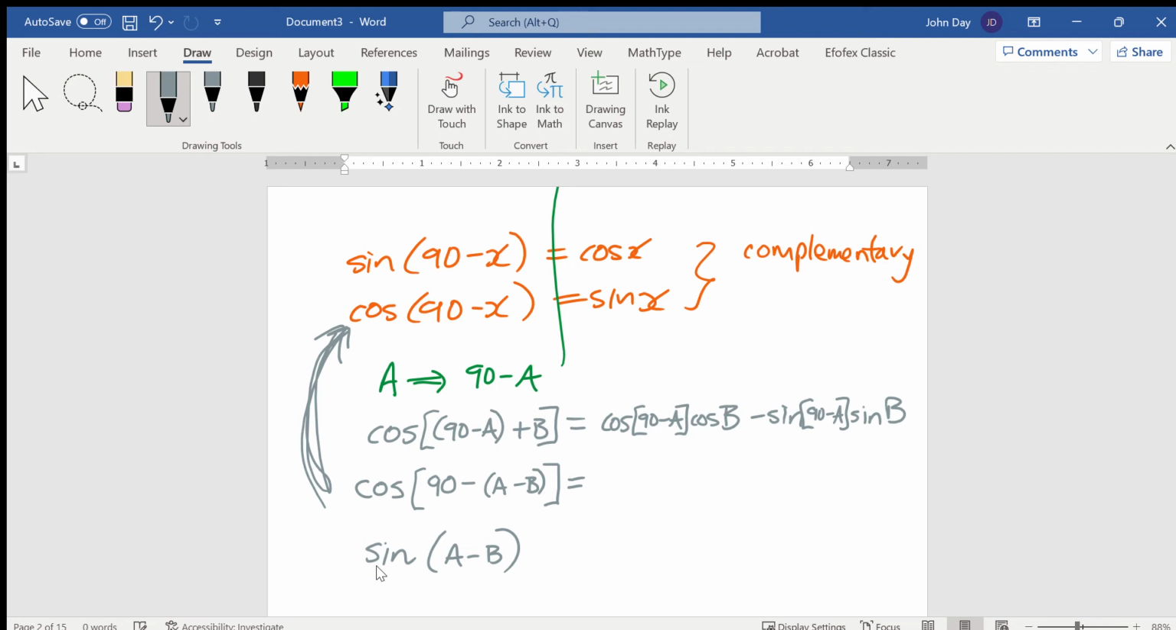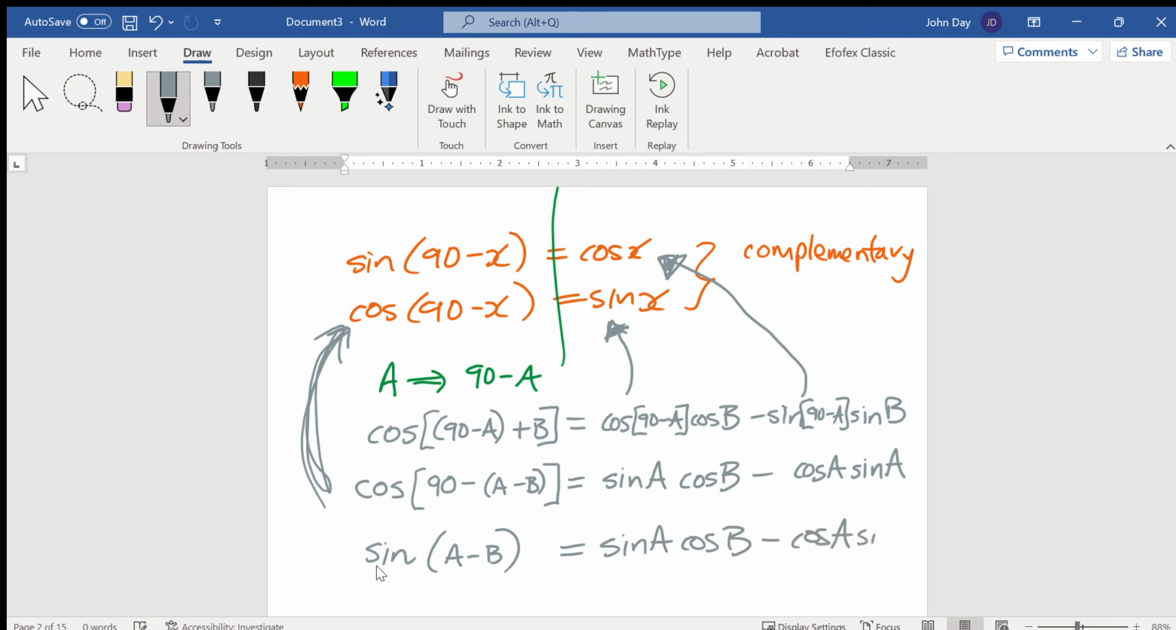So I'm going to do that there, but let's do this line. This line, we've got cos of 90 minus A. Now, cos of 90 minus A, by that very same rule just there, is sine of A. And then we've got cos B. Sine of 90 minus A, by that rule up there, is cos of A. All right, so sine of A minus B is sine A cos B minus cos A sine B. Hey, I wrote that wrong in the line above. It says sine B, it's sine B.